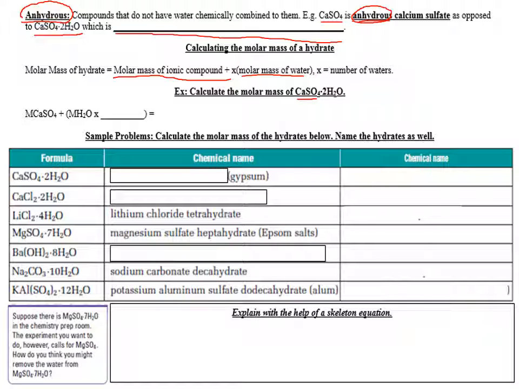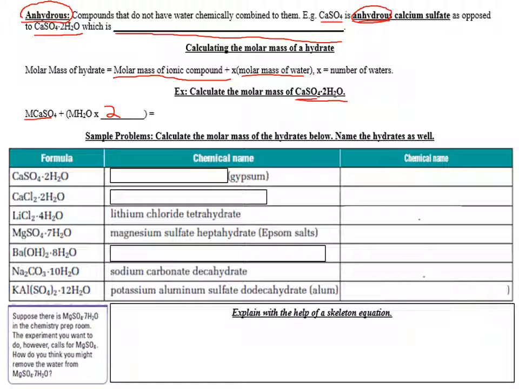So we'll do this sample problem here together. We have calcium sulfate dihydrate. To find the molar mass, you first find the molar mass of calcium sulfate, and then the molar mass of water, and multiply the molar mass of water by 2. Don't multiply the whole molar mass of everything by 2, just the molar mass of the water, and then you add it to the molar mass of the calcium sulfate.